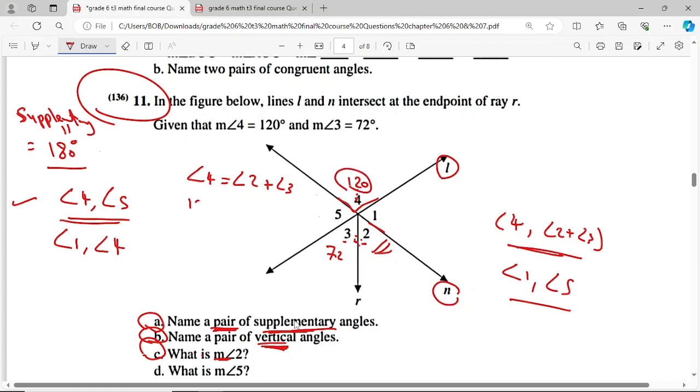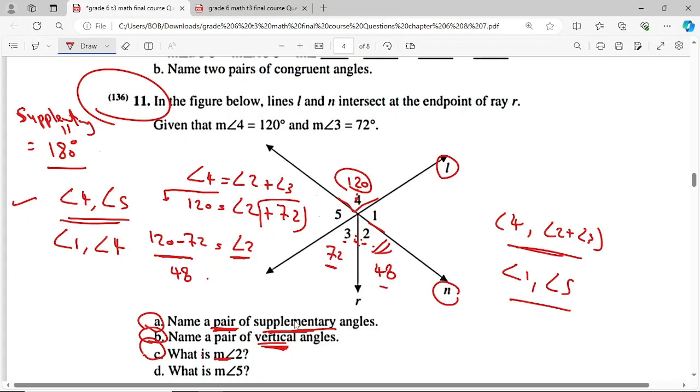So 120 will be equal to angle 2 plus angle 3, which is 72. So that means put this 72 on the other side. That means 120 minus 72 will equal angle 2. So angle 2 will be equal to 48. So this angle will be 48. If I add them together, I will get 120.